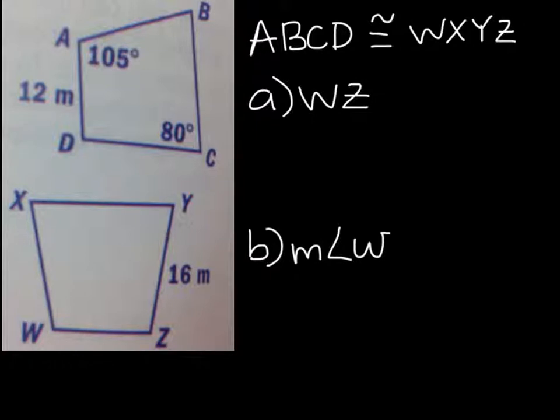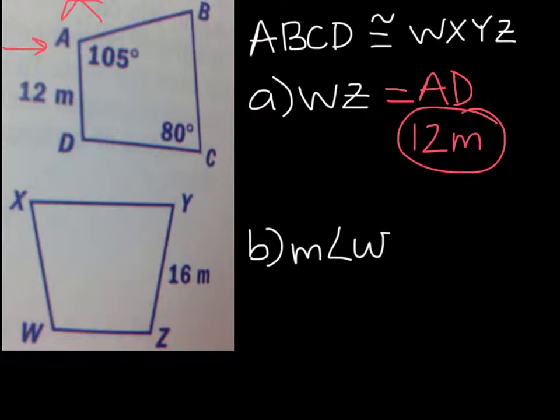So line WZ is congruent to line, I think AD, because I think we need to turn this figure by 1/4 turn this direction to line them up exactly. So I think line WZ is going to be equal in length to line AD, which means that our side length is 12 meters.